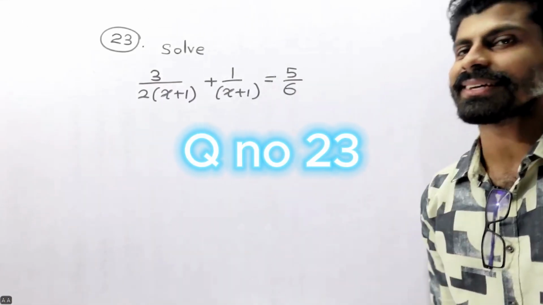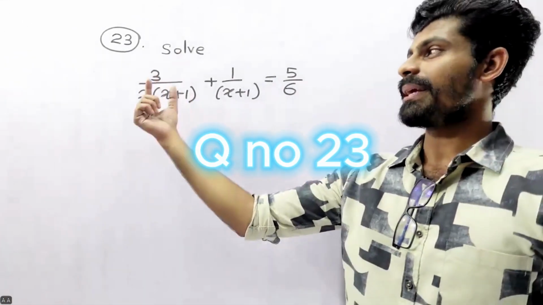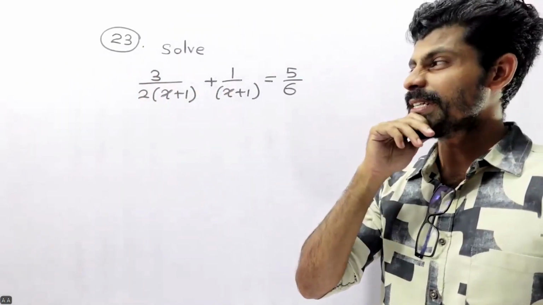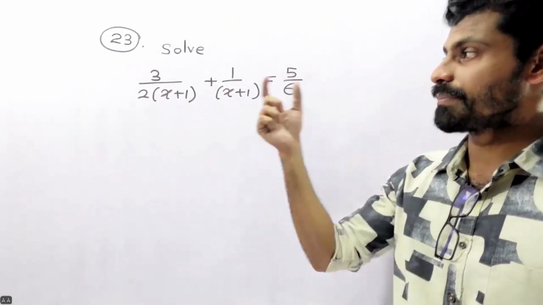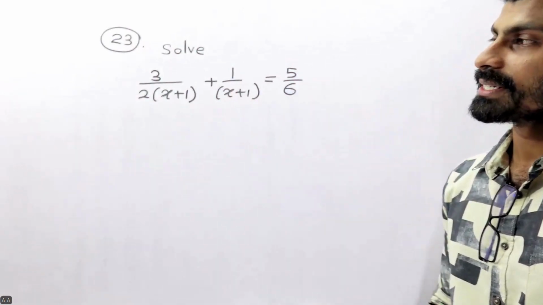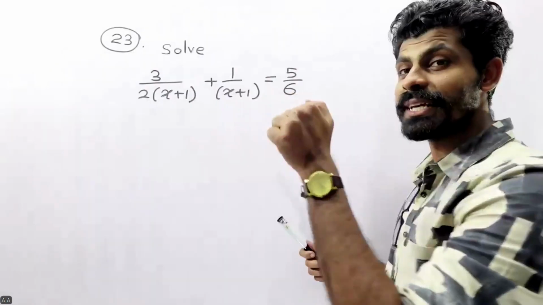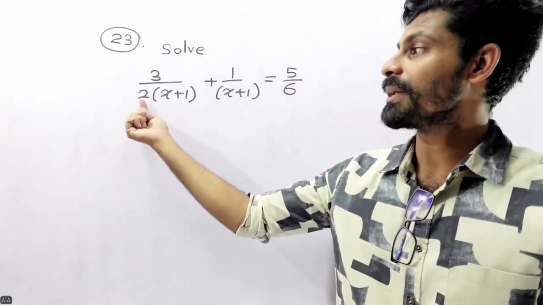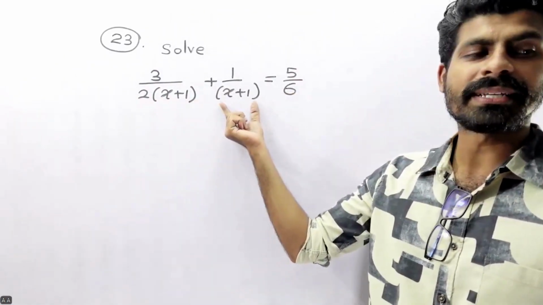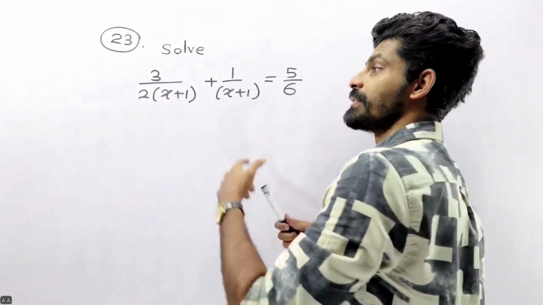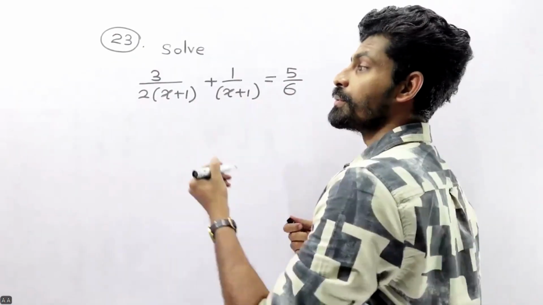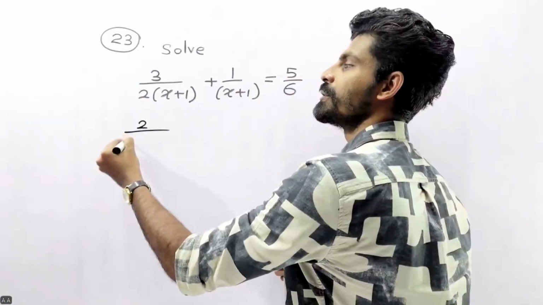Question number 23: 3 over 2 into x plus 1, plus x plus 1. That means we need to take a common denominator. What is the common denominator? 2x plus 1. Here you can see only x plus 1, so I need to create 2 times x plus 1 here.